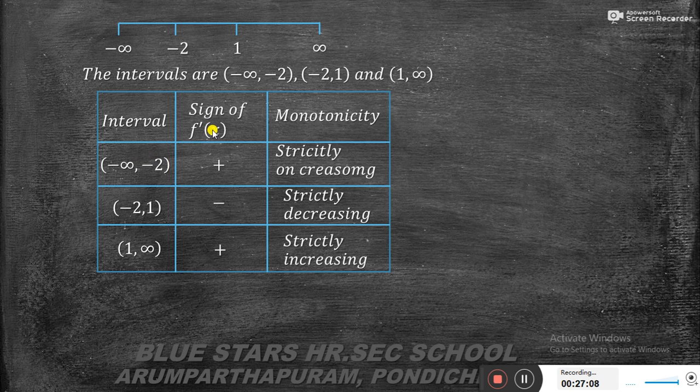So our answer comes to a plus answer. That means its sign is plus. Therefore it comes to plus, which means it is strictly increasing. So I say that it is strictly increasing. That means I take any value between minus infinity and minus 2, like minus 3, minus 4, minus 5. So I take x equal to minus 3, I substitute in f dash of x. Our answer is a plus sign.